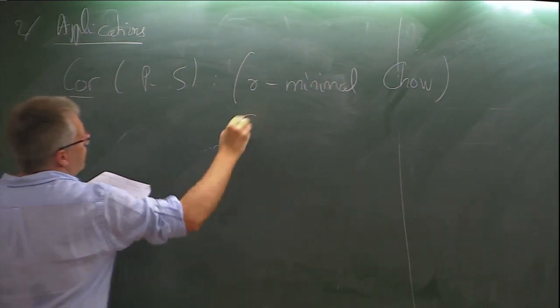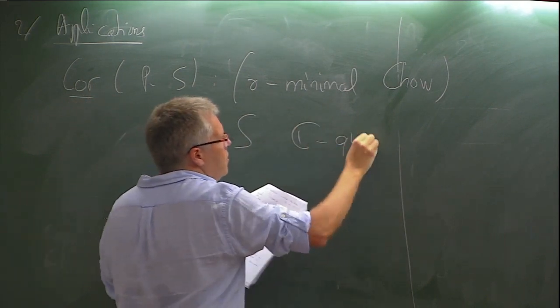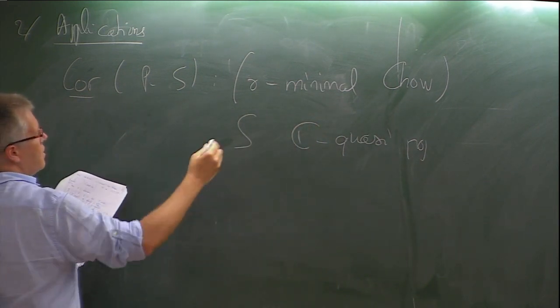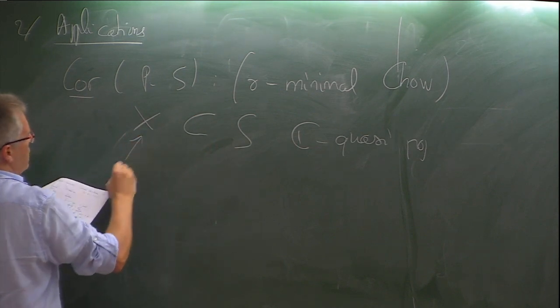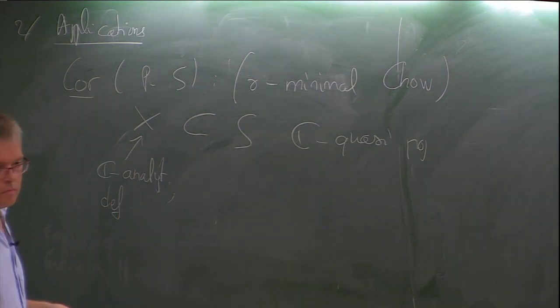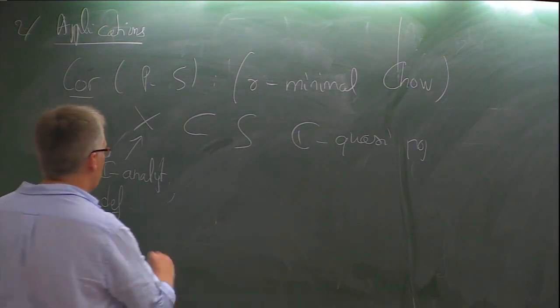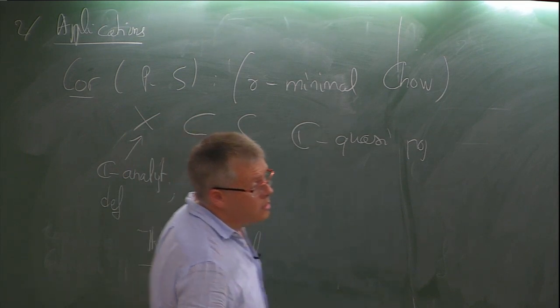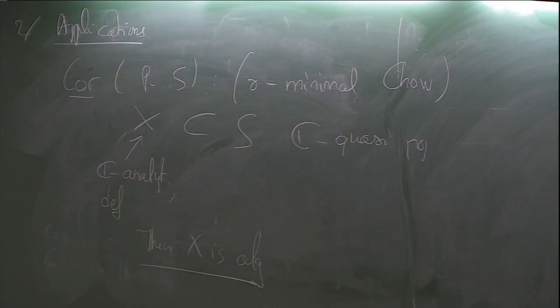It tells you that, suppose that you have S, which is complex quasi-projective, for example C to the N, and you have X, which is complex analytic and definable in some o-minimal structure. Then X is algebraic. Right? And this is the same, in the same way as from the Remmert-Stein theorem you can prove the usual Chow theorem, because this is always an extension problem. So let me just give the proof.